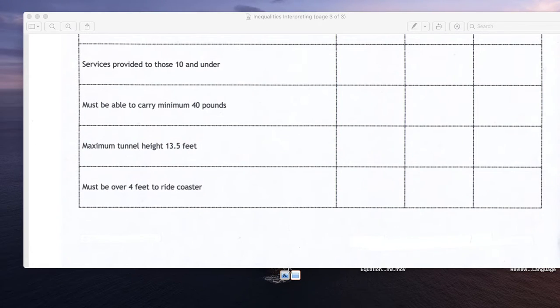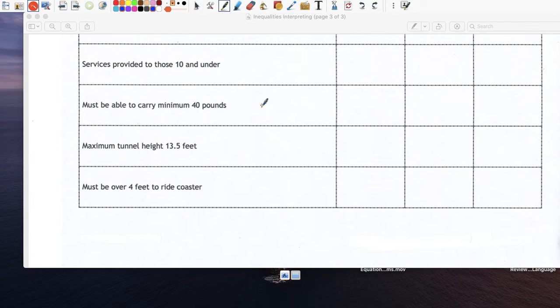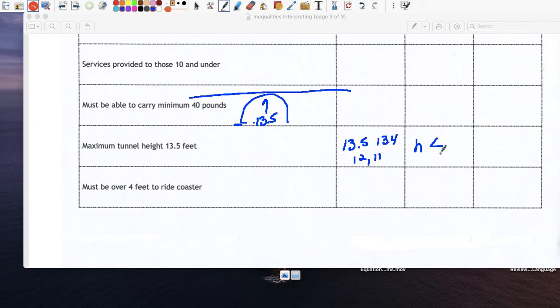Tunnel height. If you're going under a bridge, right? The height of that tunnel is 13.5. So if you're a truck and you're very tall, you got to make sure that you're up to 13.5. 13.5 is okay, 13.4 is okay, 12, 11. But if you're above 13.5, your truck is not going to go through. So the height has to be less than or equal to 13.5.